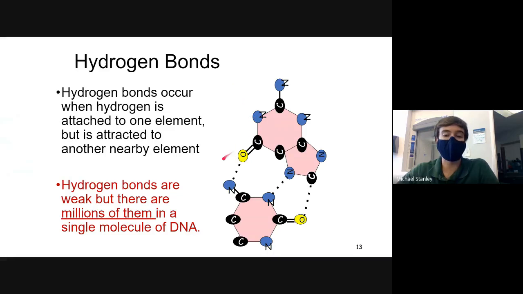And then we have those hydrogen bonds that hold the bases together. So I think this is a C and this is a G, maybe. The bonds themselves are pretty weak, but there's so many of them in a DNA molecule that they hold it together pretty strongly.